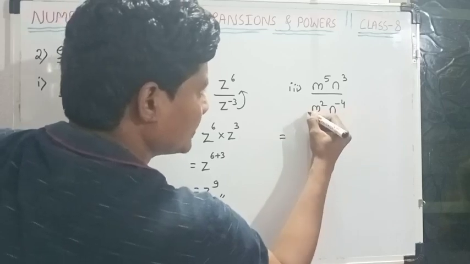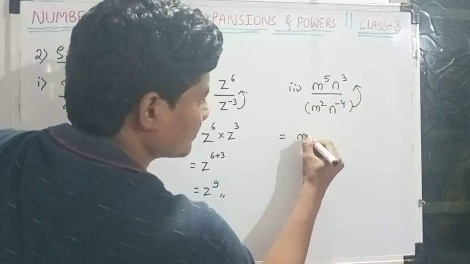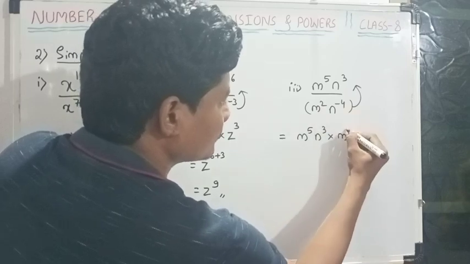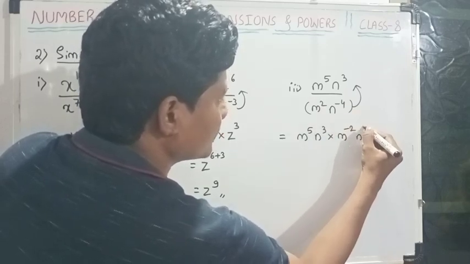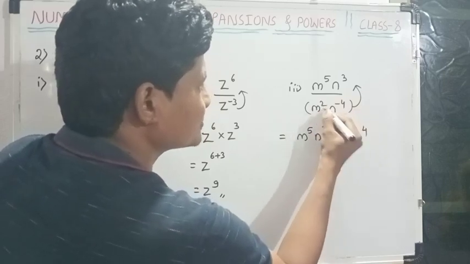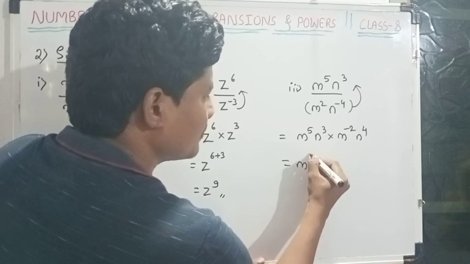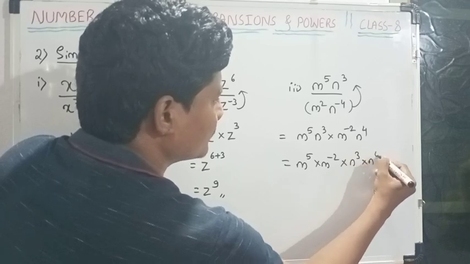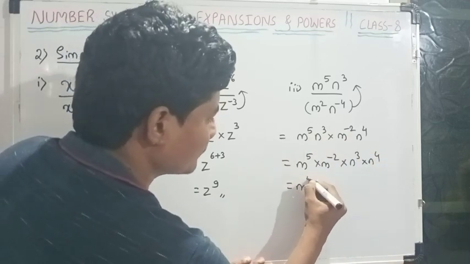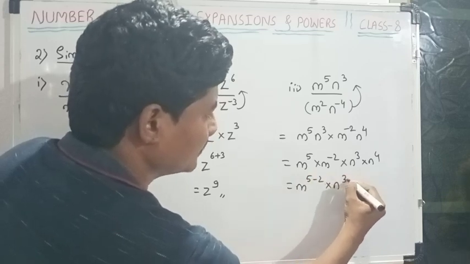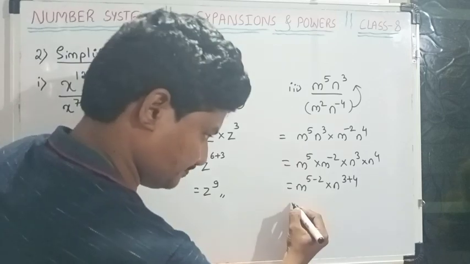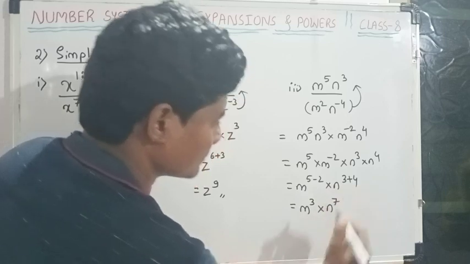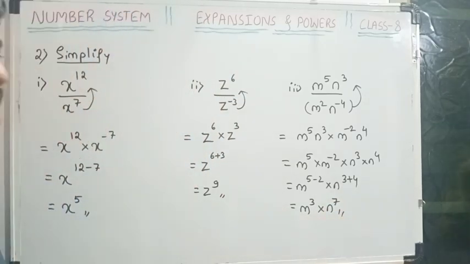In this question, I'll take each term to the numerator. m to the power 5 into n to the power 3 is equal to m to the power minus 2, n to the power plus 4. They change their sign when they go to the numerator. n to the power 5 minus, that is minus 2 into n to the power 3 into n to the power 4. I am rearranging the terms. m to the power 5 minus (minus 2) is 3, n to the power 3 plus 4 is 7. This is the required answer.